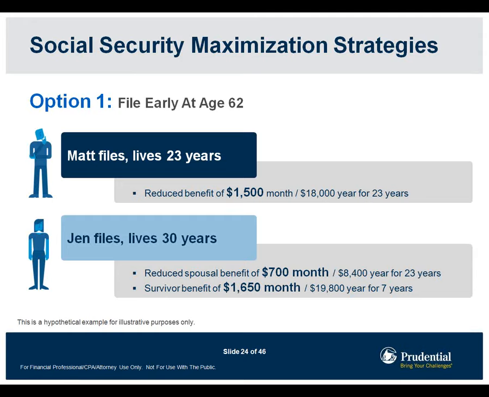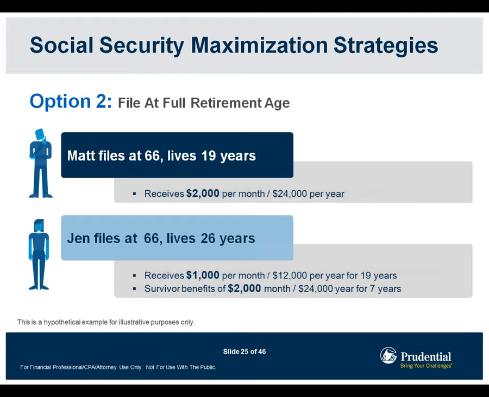And because he filed for his benefit, Jen can file for spousal benefit. But she's filing for spousal benefit before she reaches her full retirement age, so she's not going to receive 50% of Matt's full benefit. She'll receive 35%. 35% of his full benefit of $2,000 gives her a spousal benefit of $700 a month. This is what half the Americans do.